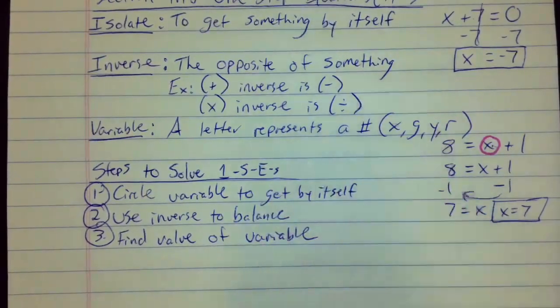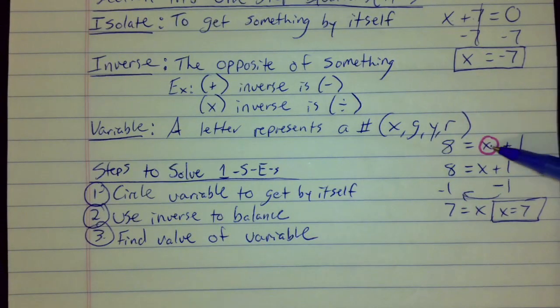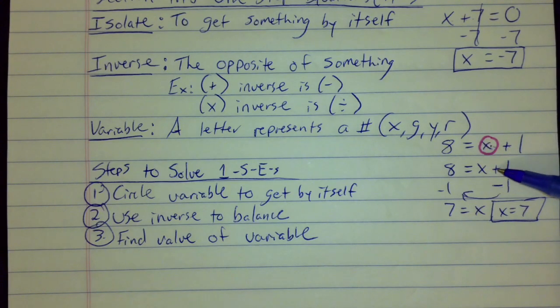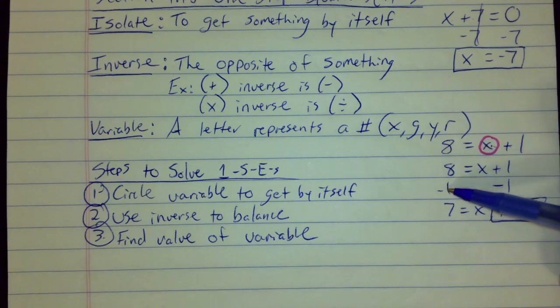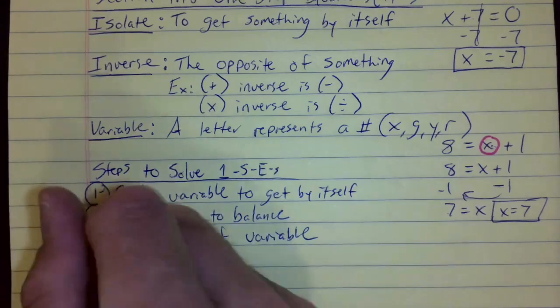That's it. So circle the variable to get by itself. So we're working on getting that x by itself. Use the inverse to balance. We have to balance the equation. So we use the opposite of addition. That's subtraction. Minus 1, what you do to one side, you must do to the other. 8 minus 1 is 7. That's it. Let's see what this looks like.